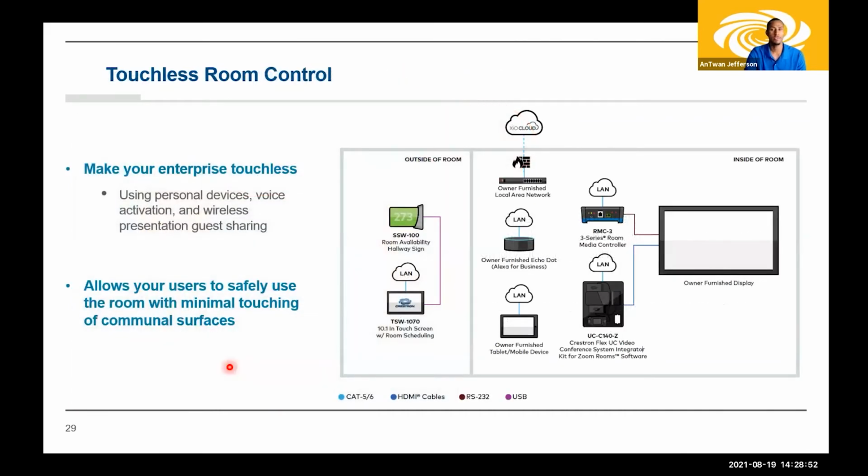Touchless room control has also been something that we've been exploring over the past few months. Make your enterprise completely touchless with the use of audio-enabled devices such as your Echo, or if you use Google Home, those devices can also be incorporated into your spaces. The ability to safely navigate your rooms without touching the surfaces is something that's been really explored over the past few months, and we've taken it to heart, knowing that every office environment is a little different. So we've built that in as well.